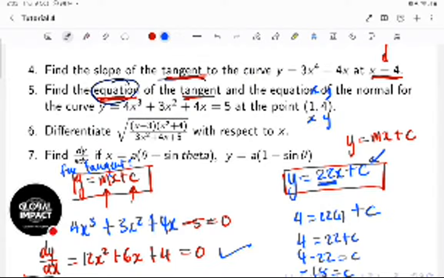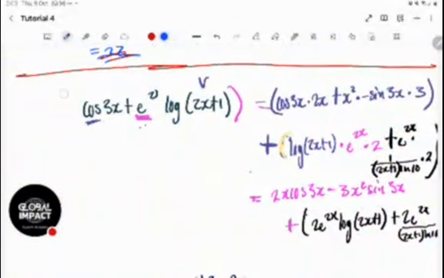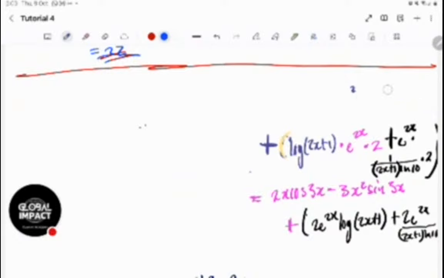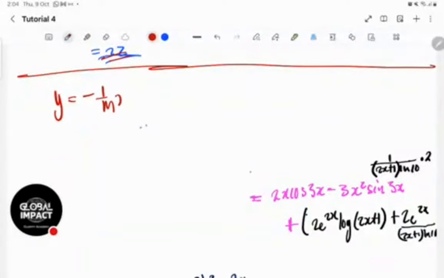Okay? Now, what about if I want the equation of the normal? Ladies and gentlemen, boys and girls, the normal is still a line. So it's still y = mx + c, but the m is now y = -1/m x + c.